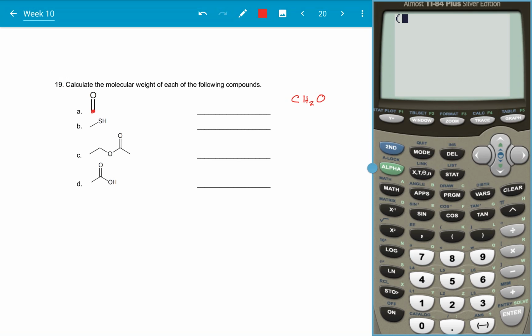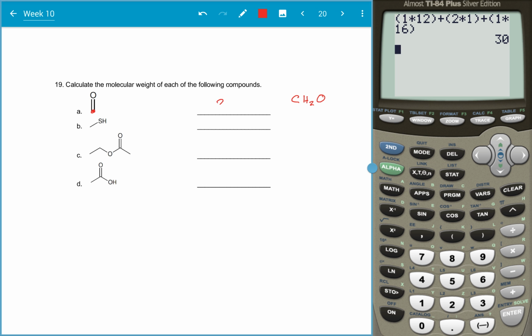So I have 1 times 12 plus 2 times 1 plus 1 times 16 to give me a molecular weight of 30 grams per mole.